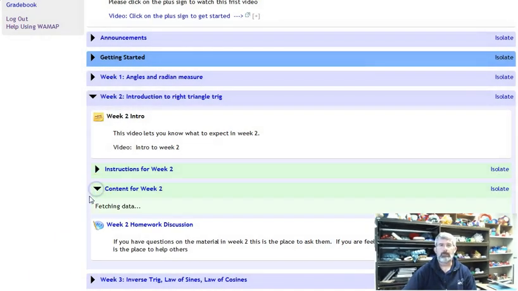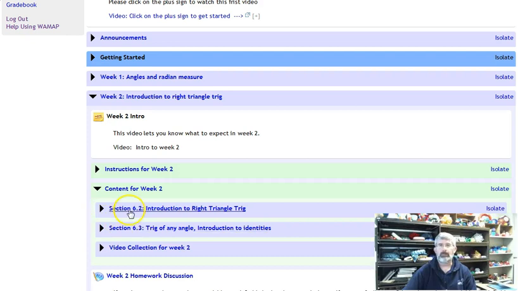In the content here, you can see that there's only two sections we're talking about, but there's a lot of stuff, particularly in section 6.2. This is the basis of everything we're going to do this quarter. We're going to define the trig functions, sine, cosine, tangent, cotangent, secant, cosecant, and then work with those definitions. And the whole rest of the quarter is based on those definitions. So it is imperative that you learn them and learn them well.